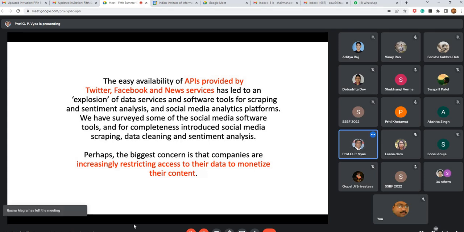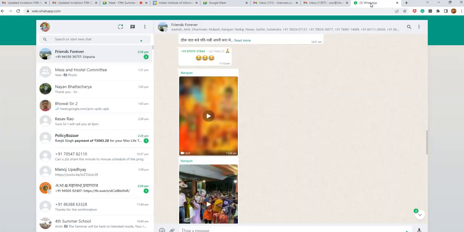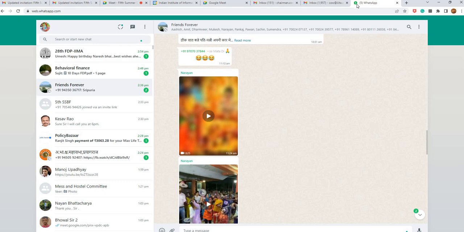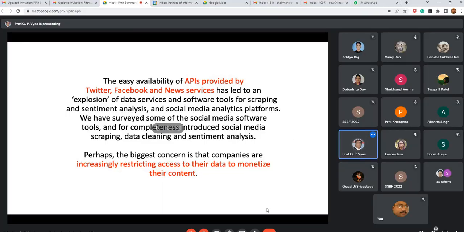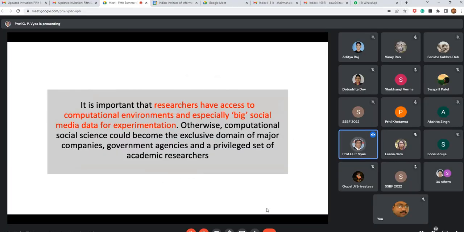Now the last point I want to make, the thought which comes to my mind as a researcher, is a very strong sense of frustration. The biggest concern is that companies are increasingly restricting access to their data to monetize their content. That is very frustrating, because as I told you in the last slide, it is important that researchers have access to computational environments, and especially big social media data, for experimentation.